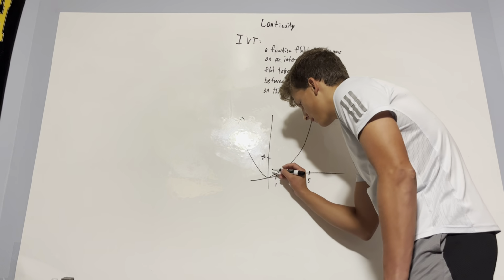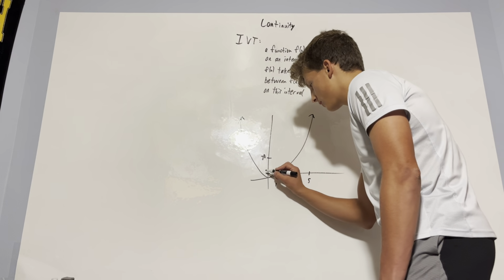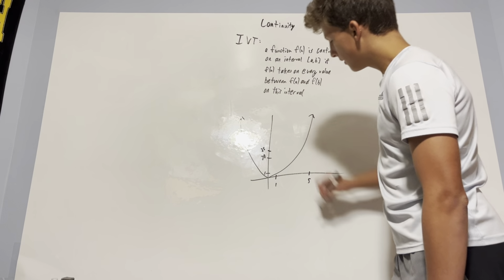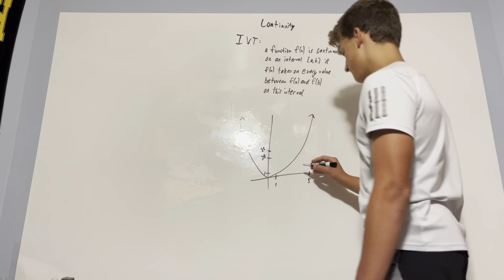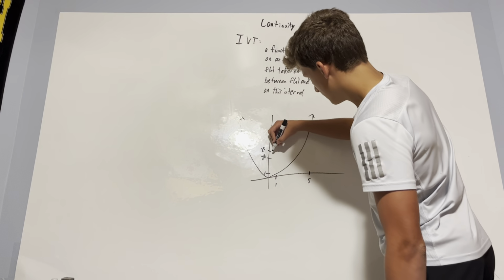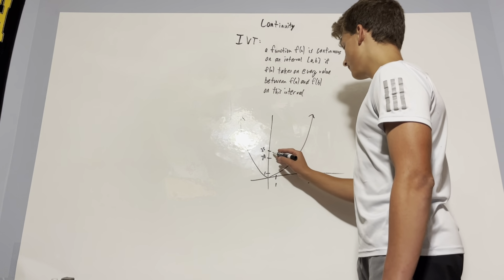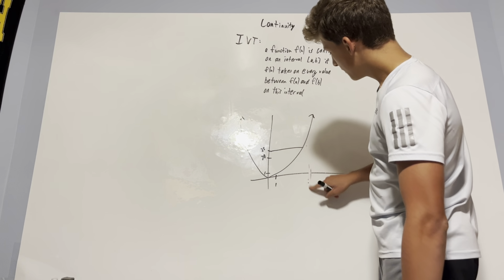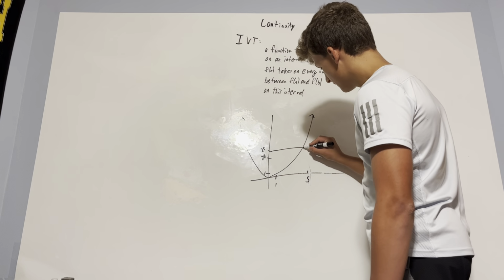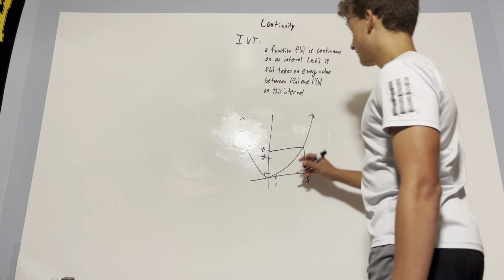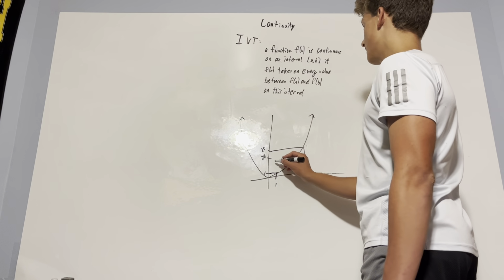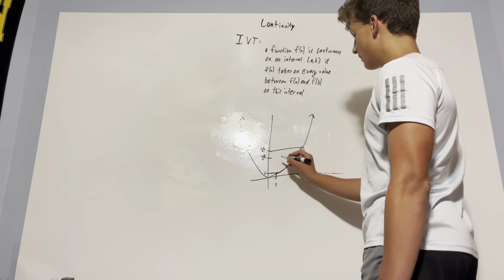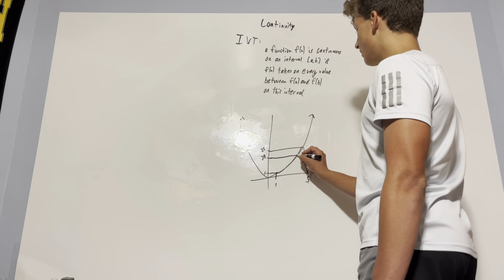So we want to prove that somewhere here, f of x is going to be 20. At 1, f of x is x squared, so that's 1. At 5, x squared is 25. Well, look at this. This is continuous. So at some point in between these two points, since this function is continuous, it is going to take on the value f of x equals 20.